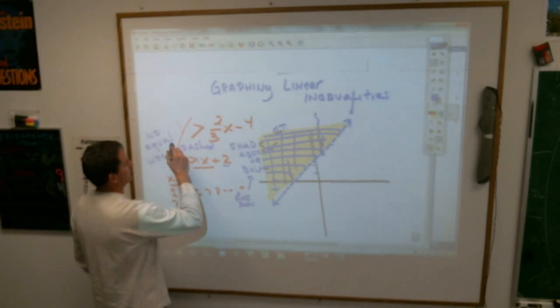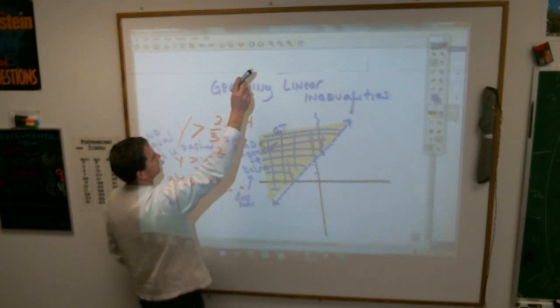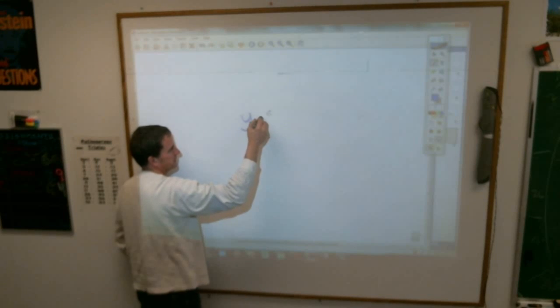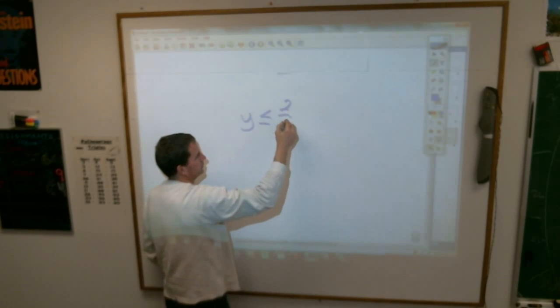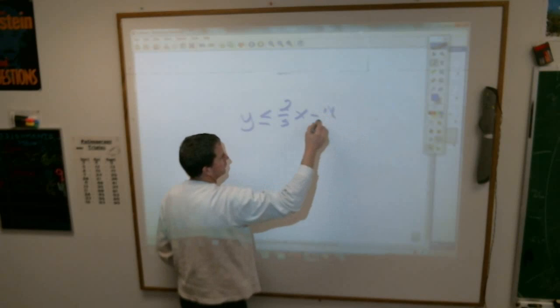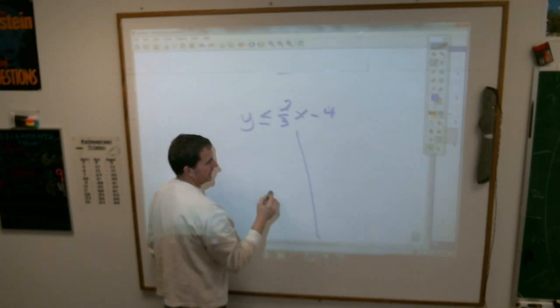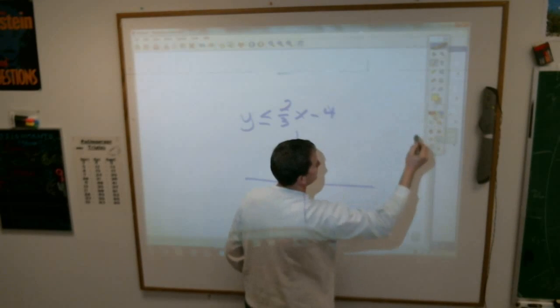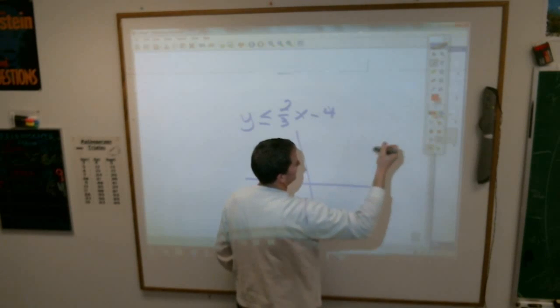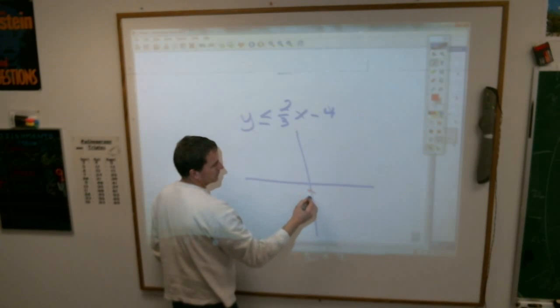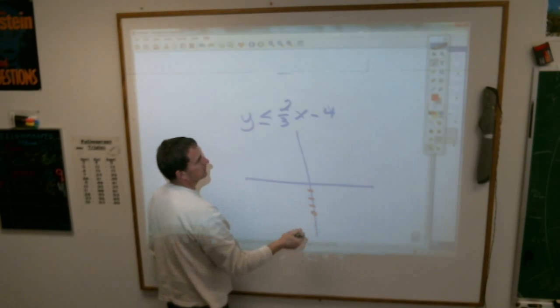Now, let's go back to this one. Y is greater than 2/3 x minus 4. Y is, let's do less than or equal to 2/3 x minus 4. So here's my coordinate system. I graph the line just like it's a regular linear equation. Negative 4, 1, 2, 3, 4, there's a dot there.